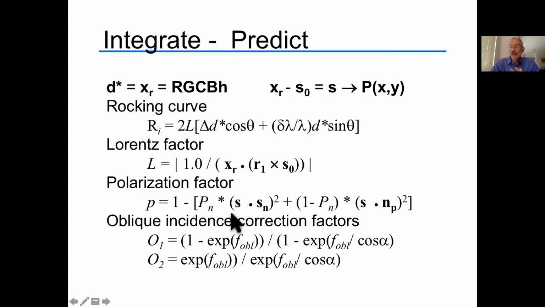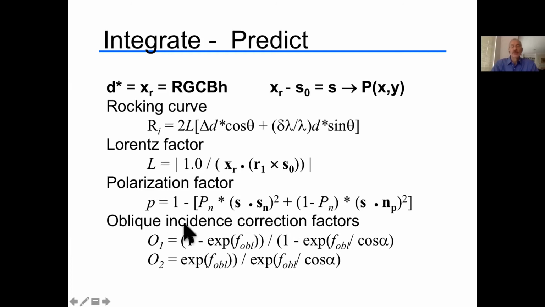This is all part of integration. You must be able to apply these correction factors as you integrate the data, because these are properties that change depending on how the crystal is oriented on the experimental apparatus and how you do the experiment.